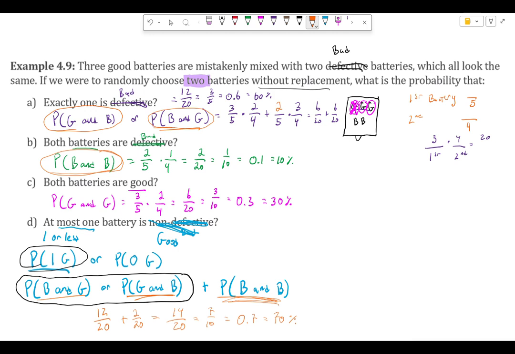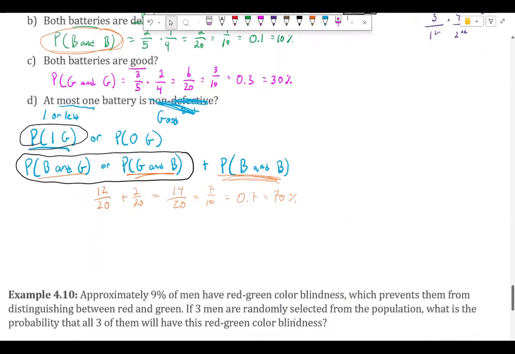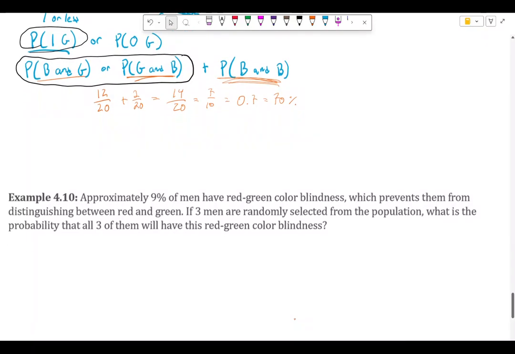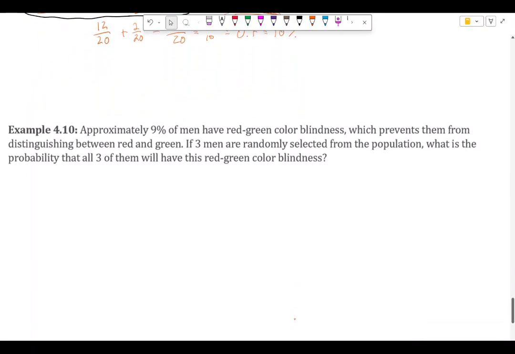We're going to move on to the second example of this video, which says approximately 9% of men have a red-green color blindness, which prevents them from distinguishing between red and green. If 3 men are randomly selected from the population, what is the probability that all 3 of them will have this red-green color blindness?